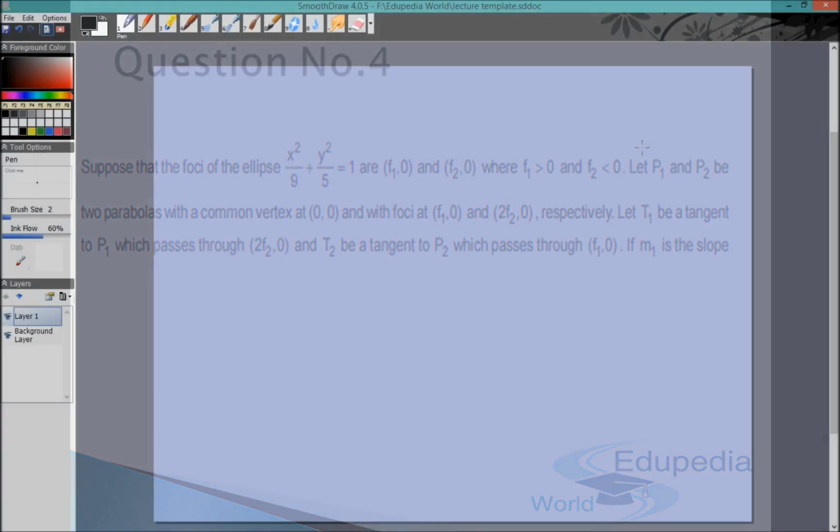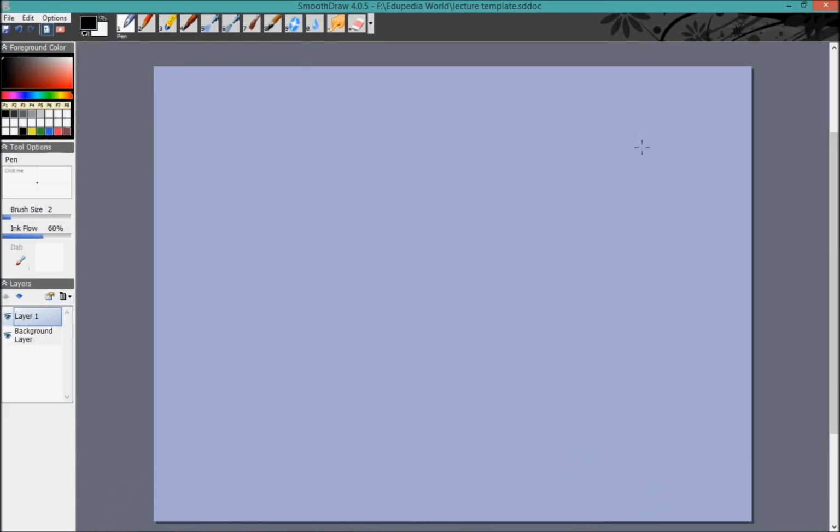We are given that the foci of the ellipse x square by 9 plus y square by 5 is equal to 1 are F1, 0 and F2, 0. The ellipse is x square by 9, that is x square by 3 square, plus y square by 5, that is y square by root 5 whole square, is equal to 1. Right. So this is the ellipse.